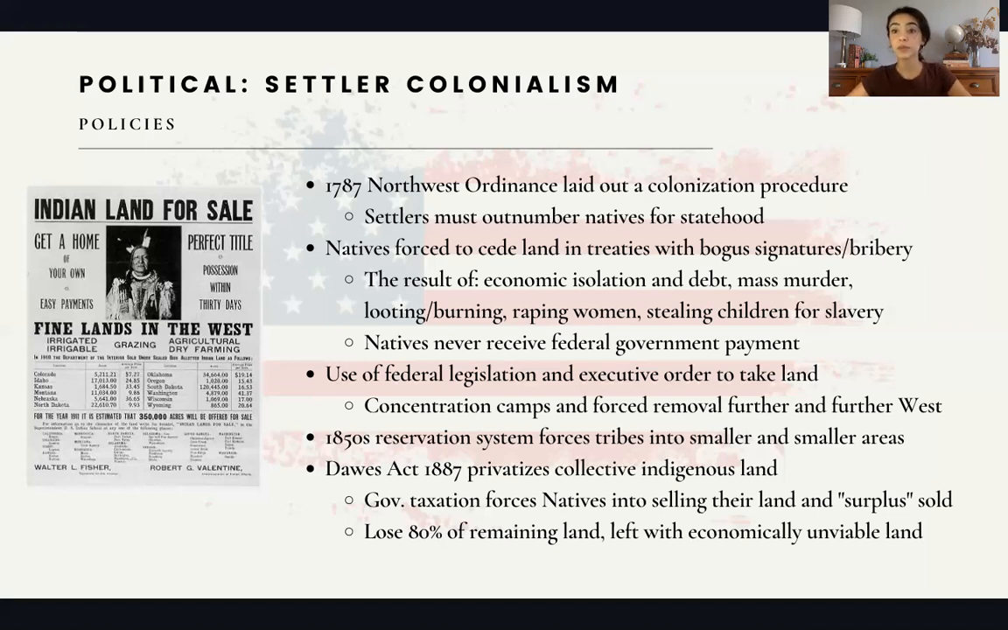Part of their intention was, they parcel off the land, one person gets this, another person gets this, but whatever hasn't been parceled out, the surplus is then sold off to white settlers. You see this ad on the left-hand side, that is from this period of time. At this point, Native Americans lose 80% of their remaining land, and what they're left with is entirely economically unviable.